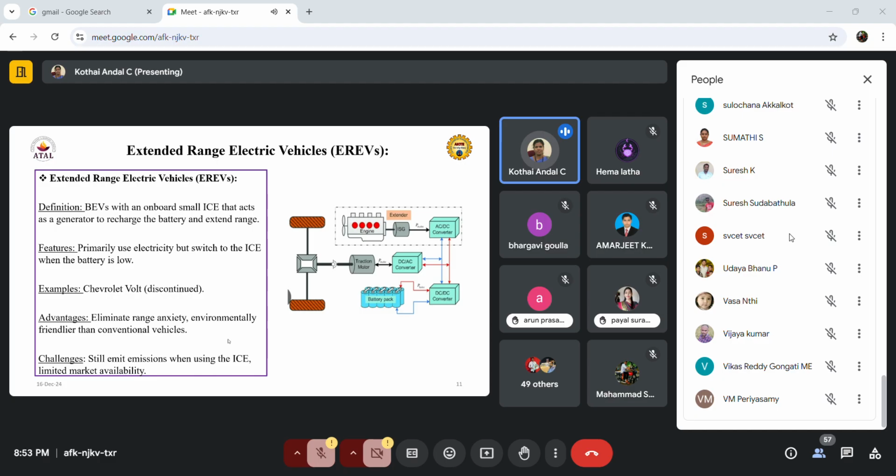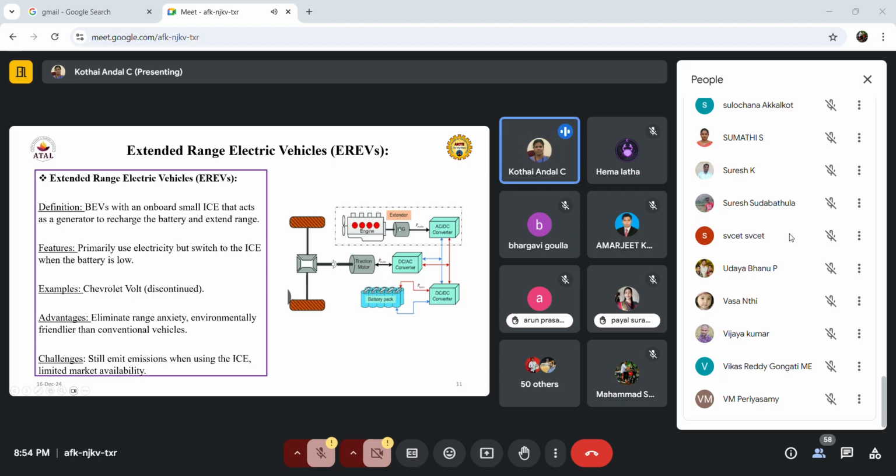Then one more thing we can say is the extension of the electric vehicle. The first type we have seen is the battery type, right? So this is the extension of the electric vehicle. Here we have the IC engine for backup. You see this block, we have the IC engine.